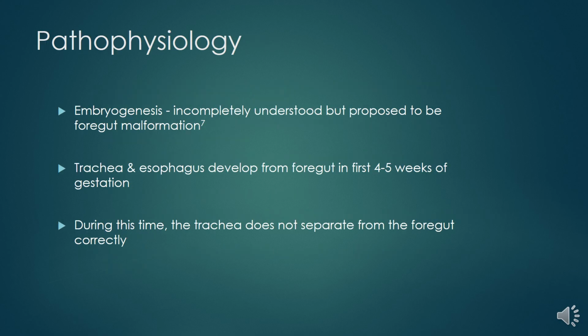To understand that, we have to learn the embryogenesis, which is incompletely understood but proposed to be foregut formation. The trachea and esophagus develop from the foregut in the 4th to 5th week of gestation, and during this time the trachea does not separate from the foregut correctly. So one has to understand the ventral bud formation, how the trachea is formed, and what the implications are.